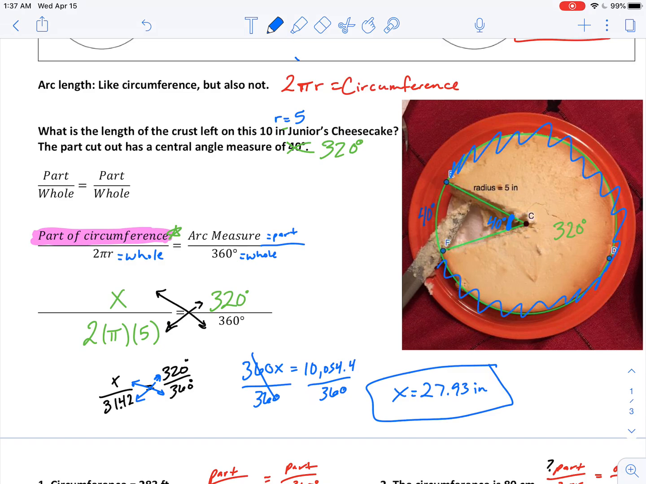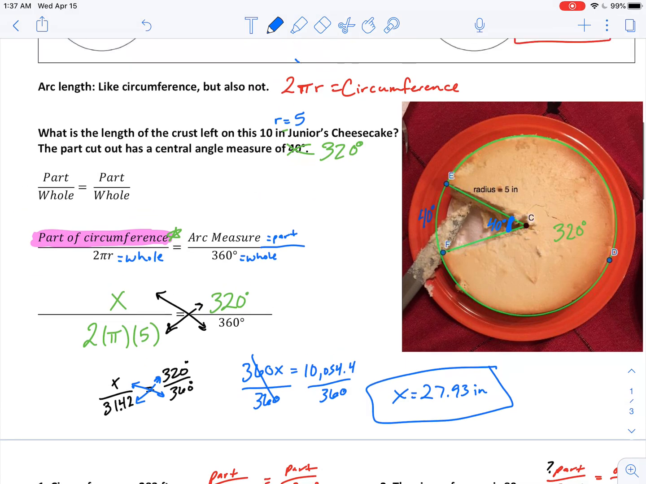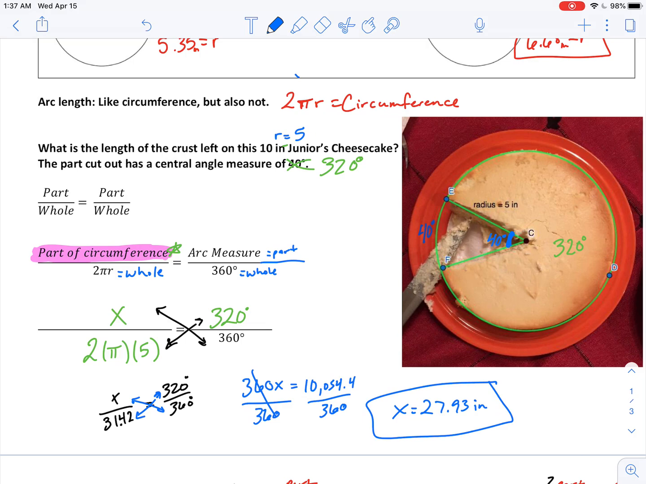To get x is 27.93 inches. So what that tells me is that this measurement, if I took a really flexible piece of measuring tape and I wrapped it around that cheesecake, I should get about 27.9 inches all the way around there.